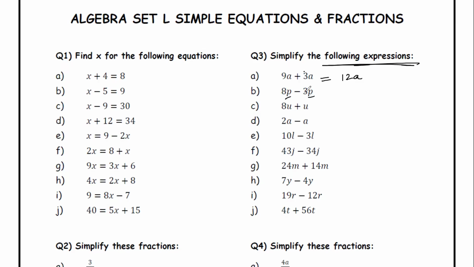So 8 and 3, it's 5 because 8 minus 3 is 5, and then p. 8u plus this is 1u. So remember, u on its own is 1u, so it's 9u. That is simply a. That is 7l. That is, do the math. 34 plus 6 is 40. 6 plus 3, so that's 9j.